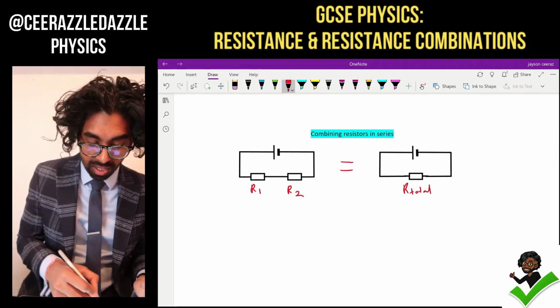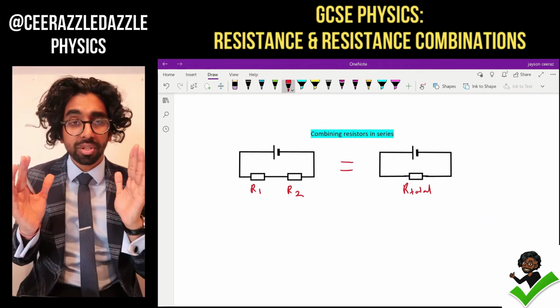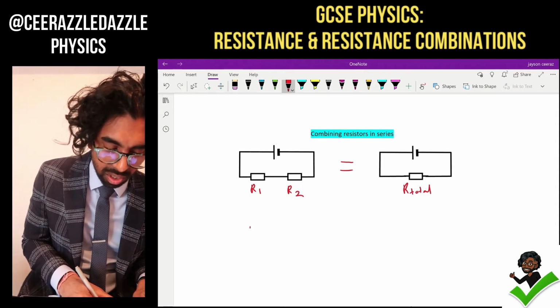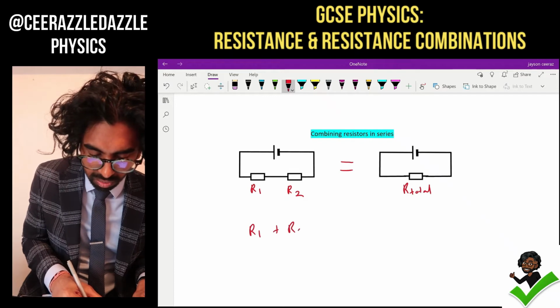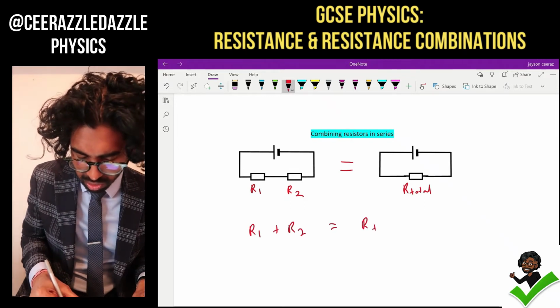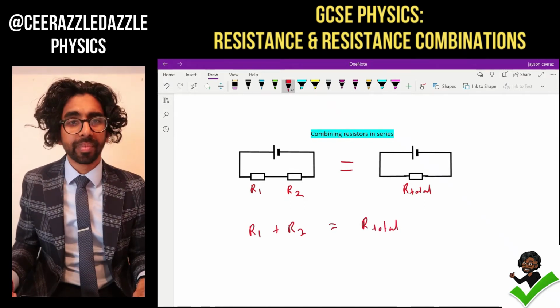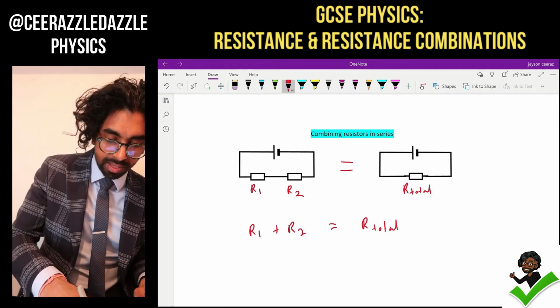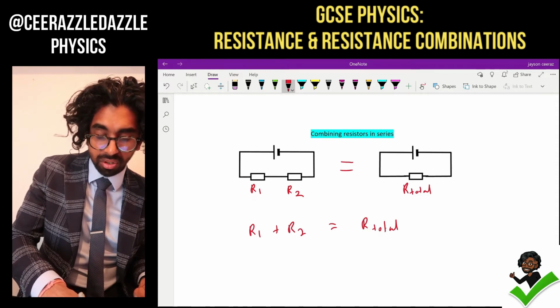This is dead easy. I simply add them together. So when they're in a series circuit, I simply add them together to work out the total resistance. So R1 plus R2 will be equal to R total. Fairly easy stuff. And then let's put that into context. Let's put some numbers in.